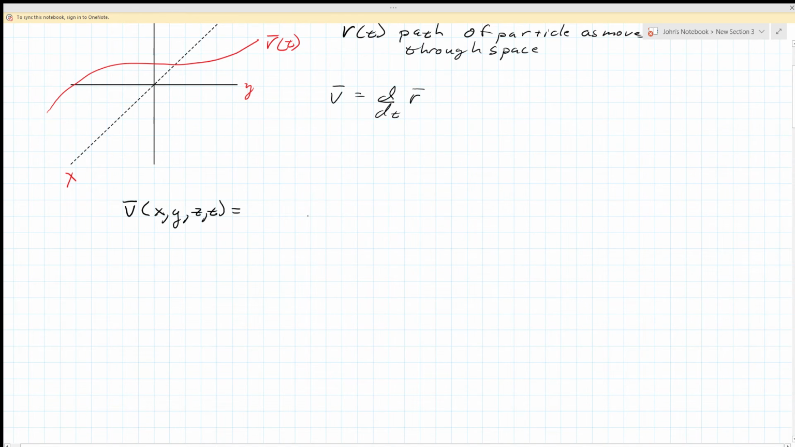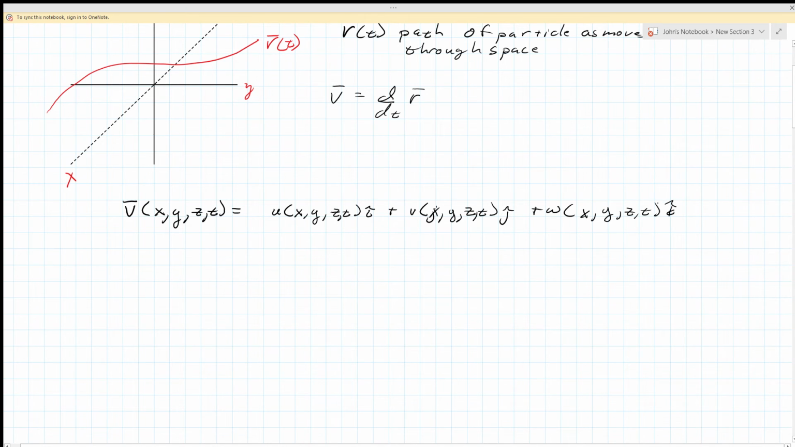Well, here in fluid mechanics, this is how you do it. We represent the i hat direction with u(x, y, z, t) i hat. The j hat direction is going to be v(x, y, z, t) j hat. The z direction will be omega, or w, of (x, y, z, t).